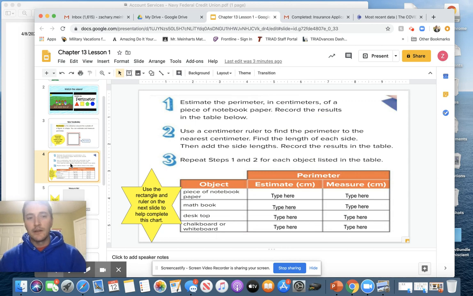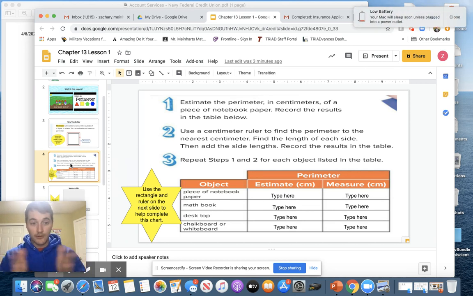Then when we go into slide number 4, that is where you will, 1, estimate the perimeter in centimeters of a piece of notebook paper. So you're going to get out a regular piece of notebook paper. And I want you to estimate in centimeters the perimeter, so the outside of the notebook paper. Okay, record the results in the table below.